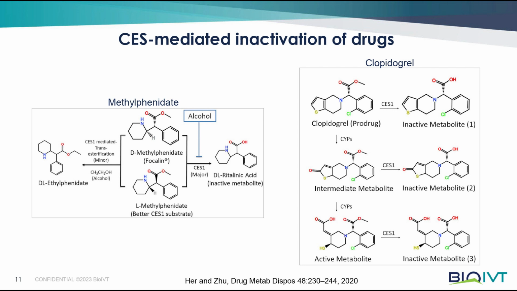So 2 drugs, there's Focalin, which is simply the D-enantiomer of methylphenidate, and then you have Ritalin, which is the racemic mixture. And it turns out in this case that the L-methylphenidate is actually a better carboxylesterase 1 substrate, which I think is partly why Focalin has a little bit better efficacy for ADHD, but both of them are converted to ritalinic acid, which is the inactive species.